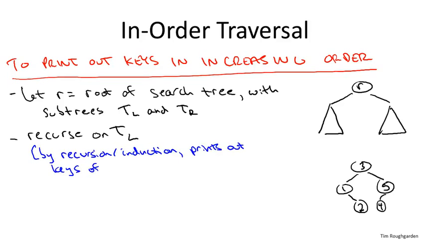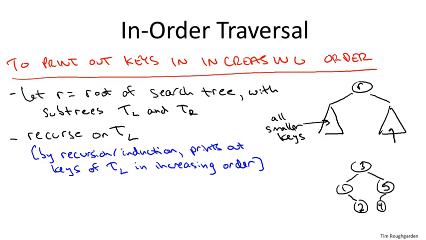By the magic of recursion, or if you prefer induction, recursing on T sub L is going to print out all of the keys in T sub L in increasing order, from smallest to largest. That's pretty cool, because T sub L contains exactly the keys that are smaller than the key at the root. Remember, that's the search tree property. Everything smaller than the root's key has to be in the left subtree. Everything bigger than the root's key has to be in its right subtree. So in our concrete example, this first recursive call is just going to print out the keys 1 and then 2.